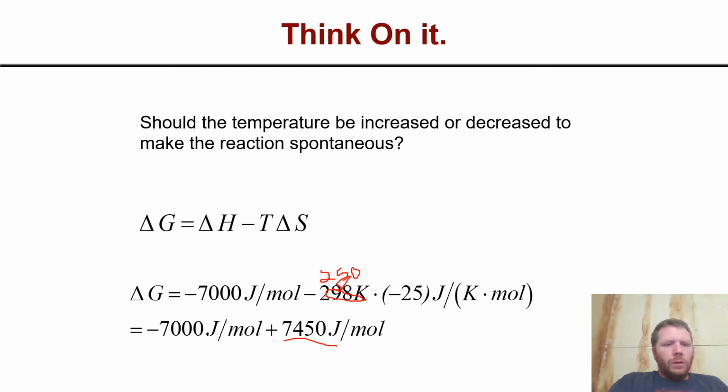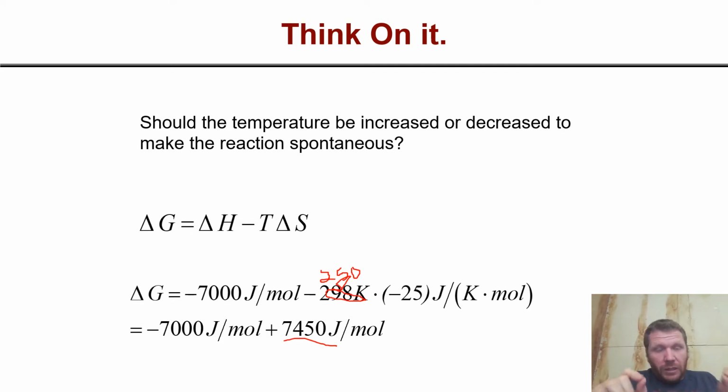Again, I haven't plugged in my tablet for writing. 298 times 25 gets us that 7,450. 250 times 25 is going to be 6,250. So we're talking about negative 7,000 joules per mole plus 6,250, which would mean negative 750 joules per mole. That gives you a negative delta G, therefore a spontaneous reaction. So, should the temperature be increased or decreased? You'd want to decrease the temperature.